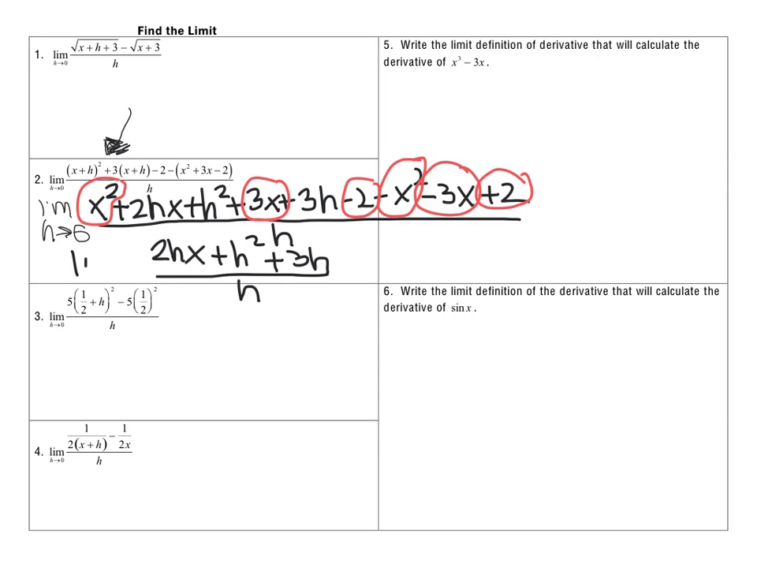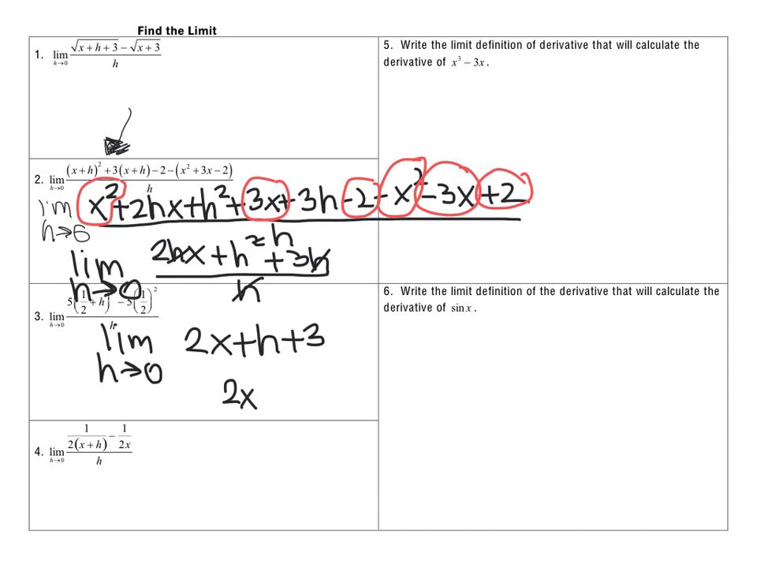And keep writing this, the limit as h approaches 0. You need to write that every single time, otherwise you'll get docked points. So now let us reduce, because I noticed that there is an h in common in the numerator and denominator. So if I reduce out the h, we end up with 2x plus h plus 3. And let's evaluate it where h approaches 0. So we end up with the derivative function is 2x plus 3.